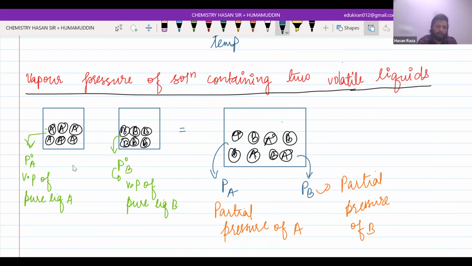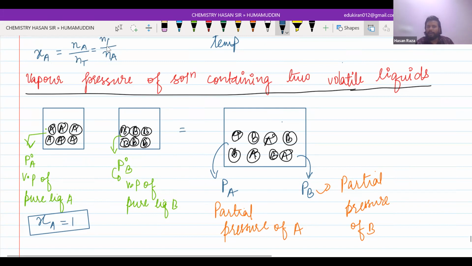Now see, if you calculate the mole fraction of A here, it will be equal to 1. Why will it be equal to 1? What is the formula of mole fraction? Mole fraction of A is the number of moles of A upon the total number of moles in the container. In this container only A is present, so the total number of moles will be nA, and the mole fraction of A will be equal to 1, and the mole fraction of B will be equal to 0, because there is no substance B present in the left container.